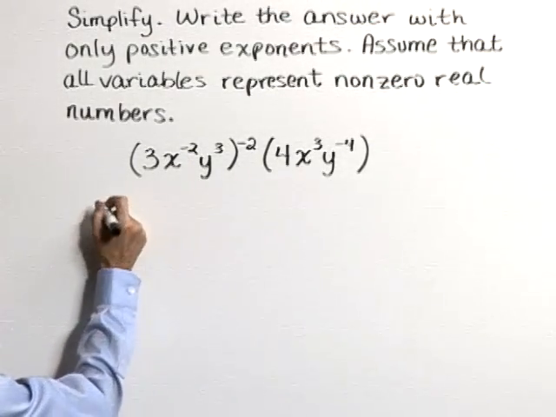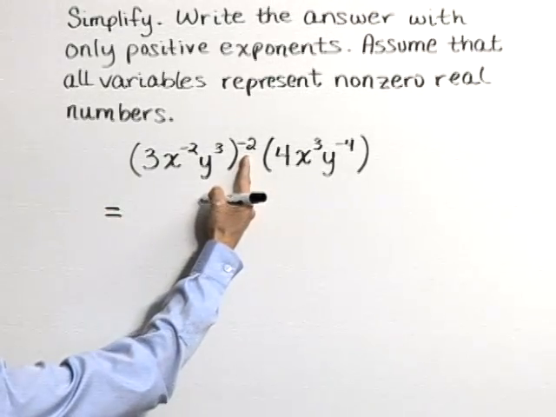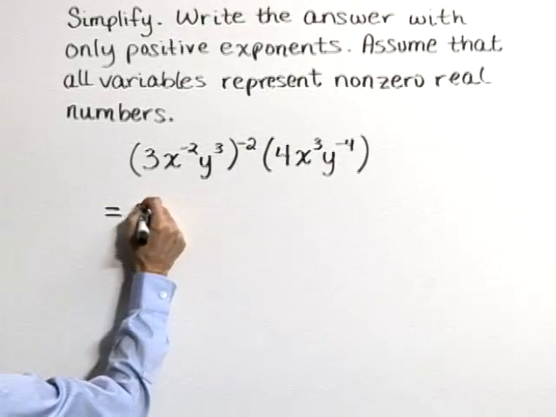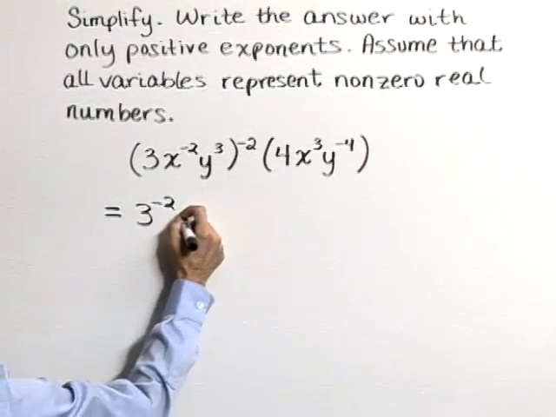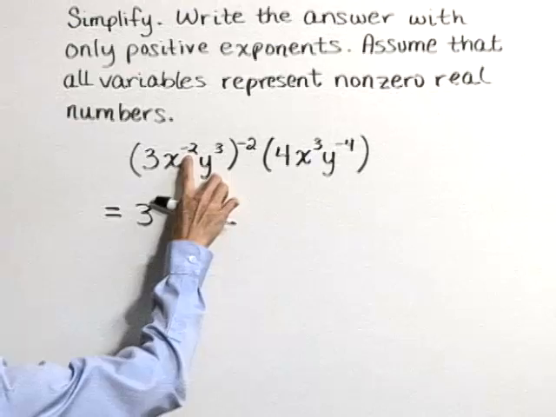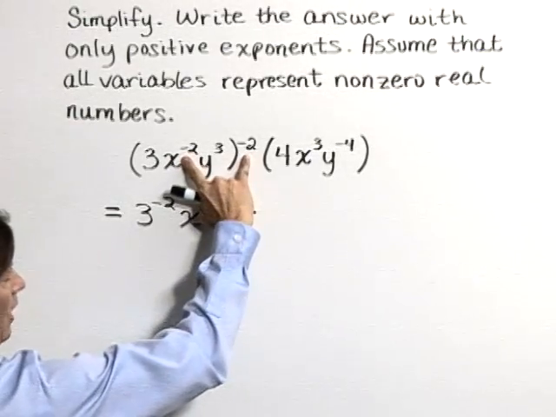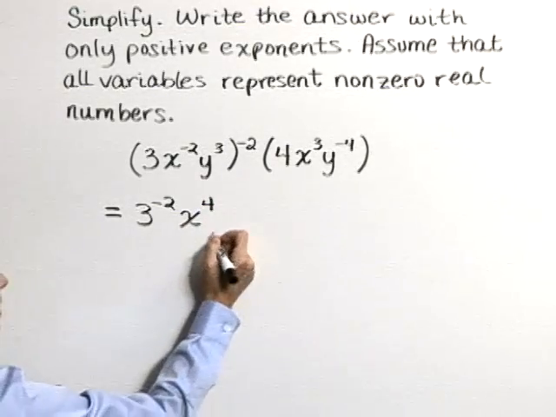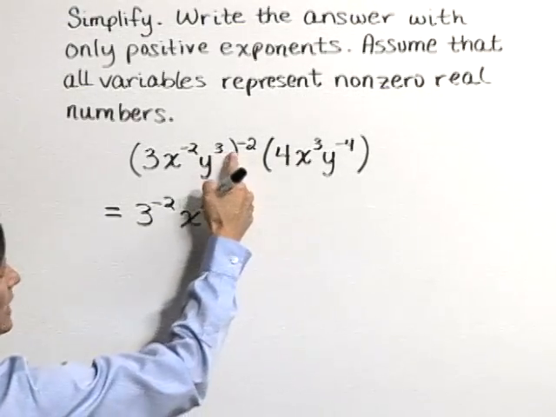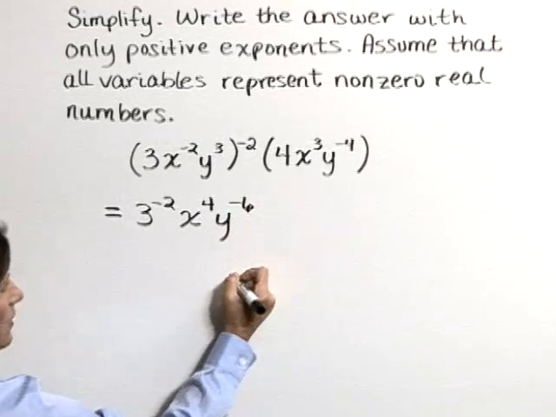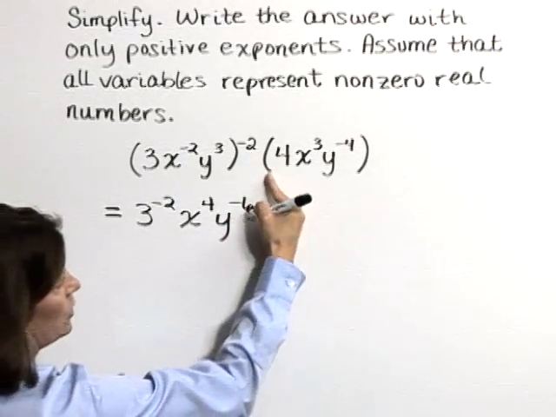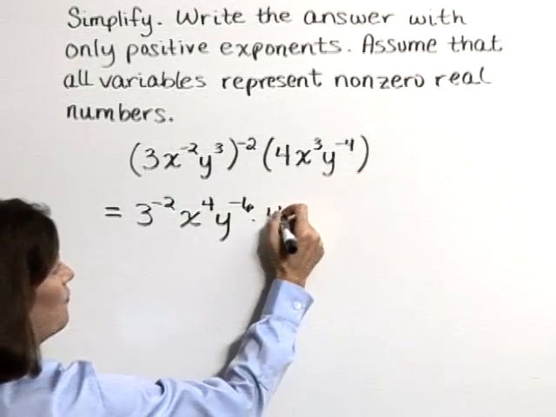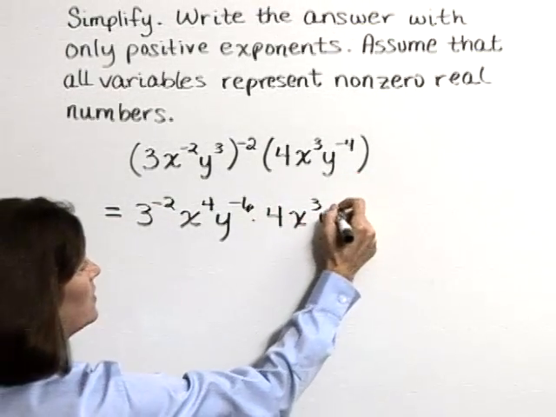I'm going to start the simplification process here with this outer exponent, bringing it in and applying it to each of our factors. So we have a 3 to the negative 2, x to the, when we raise a power to a power, we multiply. So negative 2 times the negative 2 is a positive 4, times y to the 3 times negative 2, or negative 6th. Times, we can just drop the parentheses off the second grouping and write that as times a 4 x to the third y to the negative fourth.